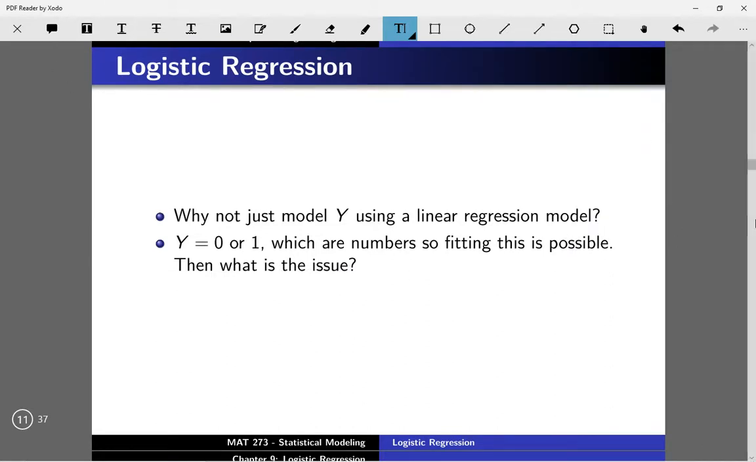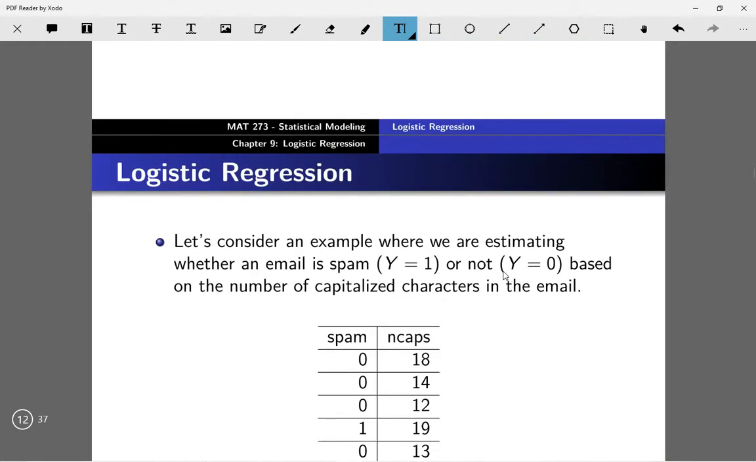So a reasonable question to ask might be, why don't we just model our response using just a regular linear regression model? So why is 0 or 1 in how it's coded when we model this? So technically, that's a quantitative response. That's a number. So we could just say, hey, fit a regular multiple linear regression model and see what happens. And there's nothing stopping you from doing that. You can totally do that. But we'll look at what's the issue when you try that.